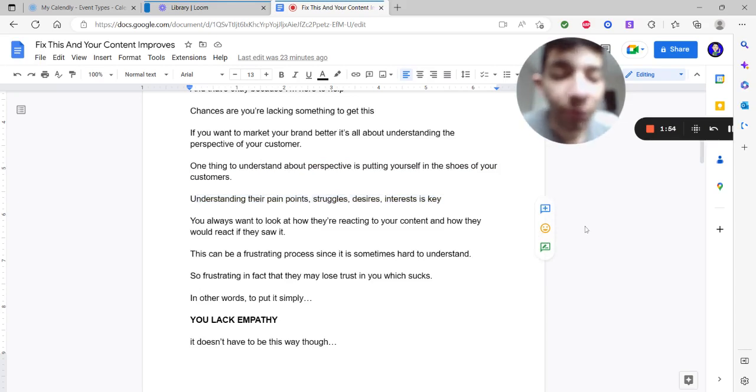That's very important, because you get a glimpse of how they function, how they are, what resonates with them, what doesn't. So you always want to look at how they're reacting to your content as well, and how they react if they saw this. Like, if they were watching your videos, what would they think of it? Every single question that you ask has to be within the perspective of the customer. Otherwise, why the hell would they buy your stuff?